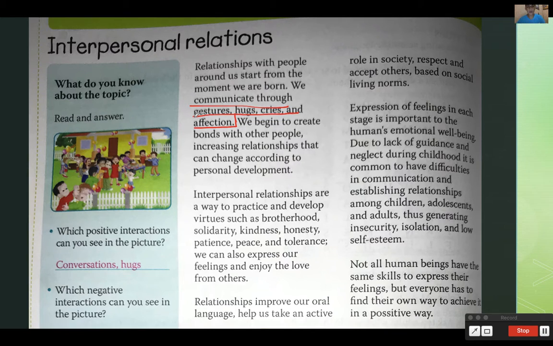Interpersonal relationships are a way to practice and develop virtues such as brotherhood, solidarity, kindness, honesty, patience, peace, and tolerance.